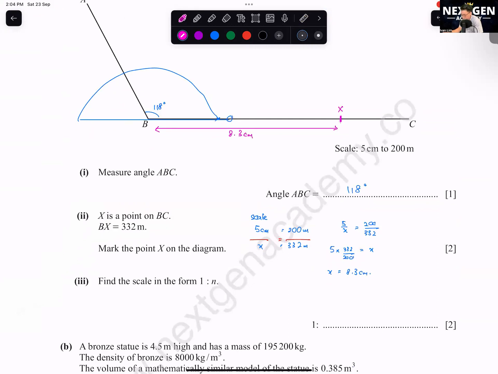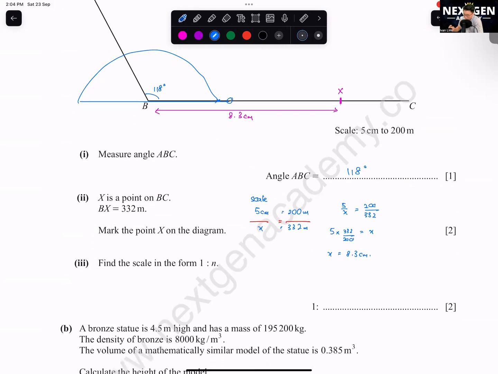Okay, find the scale in the form 1 to n. How do we do this? They gave us a scale above, which is 5 cm to 200 meters. When we do this type of question, what we need to do, we need to convert it to the same unit first. Okay, so how do I convert cm and meter? I'll convert both to cm first.